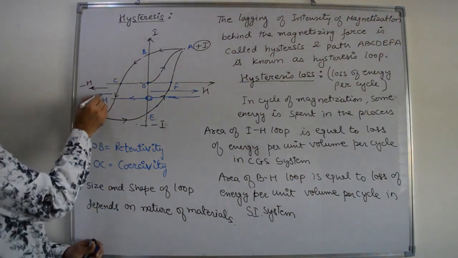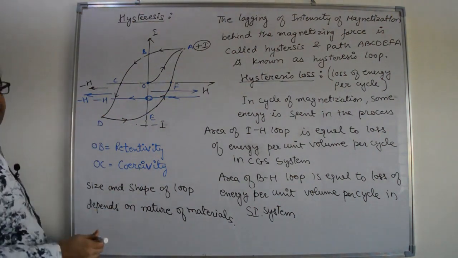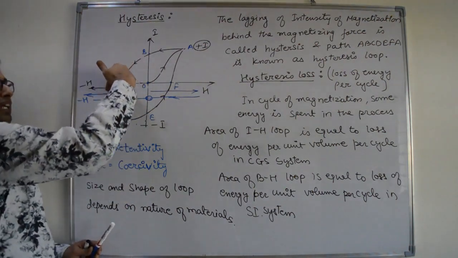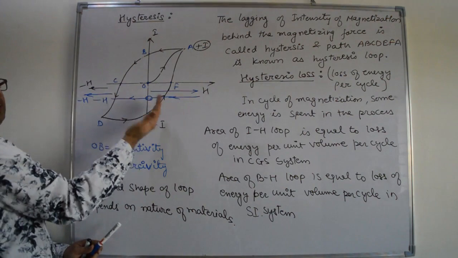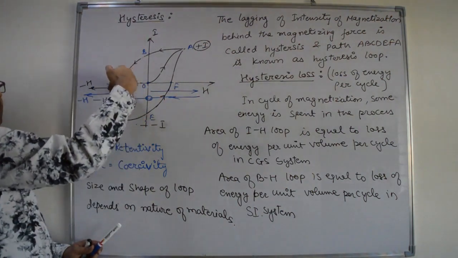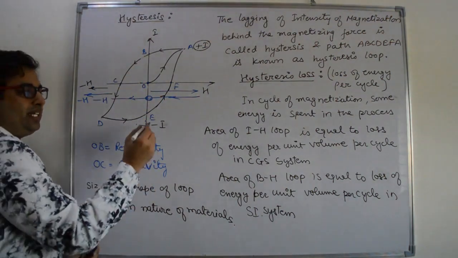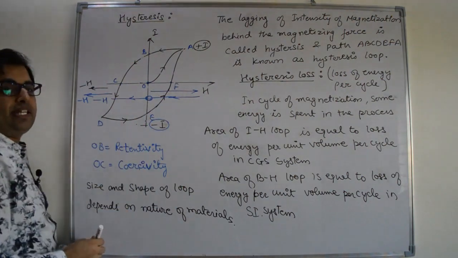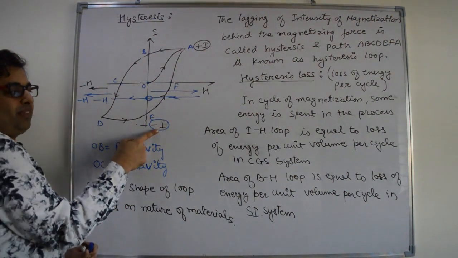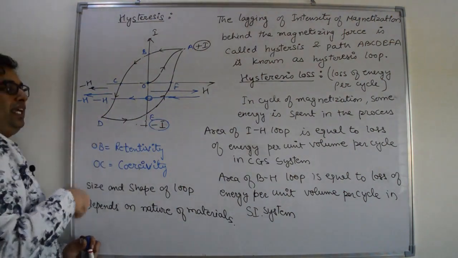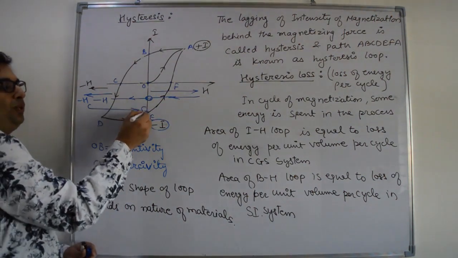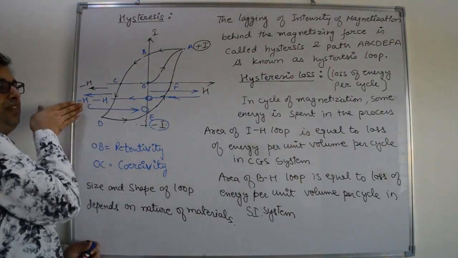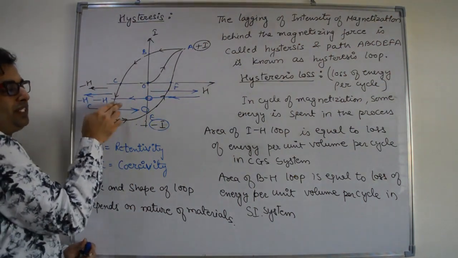Now if we further increase the negative value of H, the material will magnetize in the opposite direction. So now north and south will change, right? It will magnetize in the opposite direction, and it is represented by minus I. Again we will decrease the value of H and make it 0.